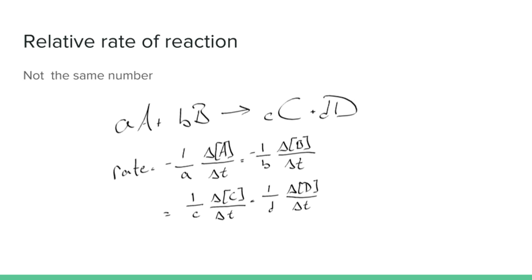Okay? So the relative rate for this reaction is just negative 1 over A times delta A over delta T is going to be equal to negative 1 over B times delta B over delta T is equal to 1 over C times delta C over delta T is equal to 1 over D times delta D over delta T. Okay? That means that whenever we're talking about the rate of reaction, we've always normalized it so that the number we're talking about is always the relative rate of reaction, not the rate for each particular reactant or product.